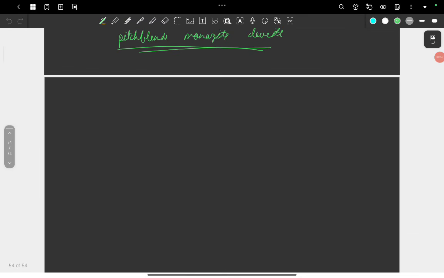Now, once again, let's move to the most important part of any P block lecture, which is the trends of the group 18 elements. What trends can we expect from the group 18 elements? So let's take a look into that.